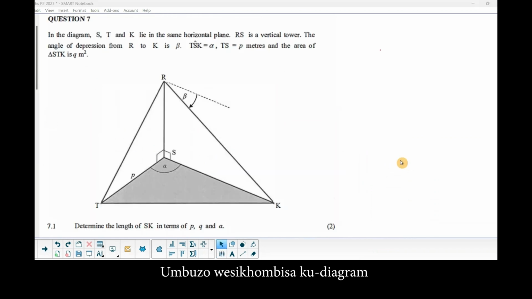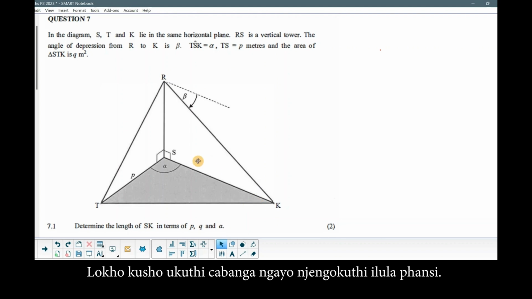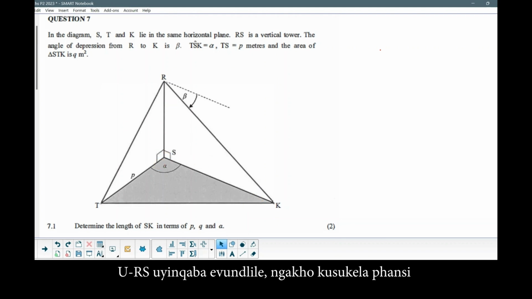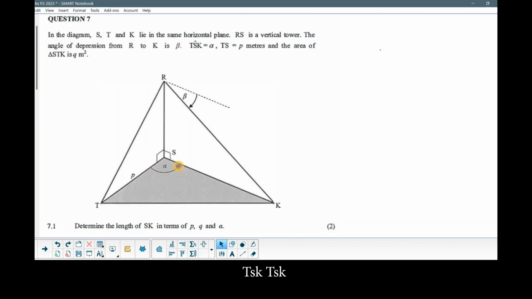Question 7. In the diagram, S, T, and K lie in the same horizontal plane. That means think of it as flat on the ground. RS is a vertical tower, so from the ground up. The angle of depression, so this is a horizontal line, and the angle of depression looking down is beta. TSK is this angle here, is alpha. TS is P meters, and the area of the triangle STK is Q meters squared.